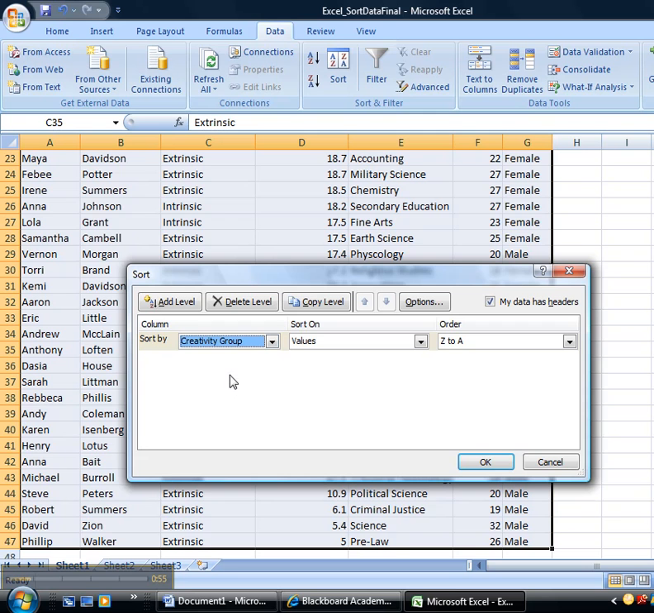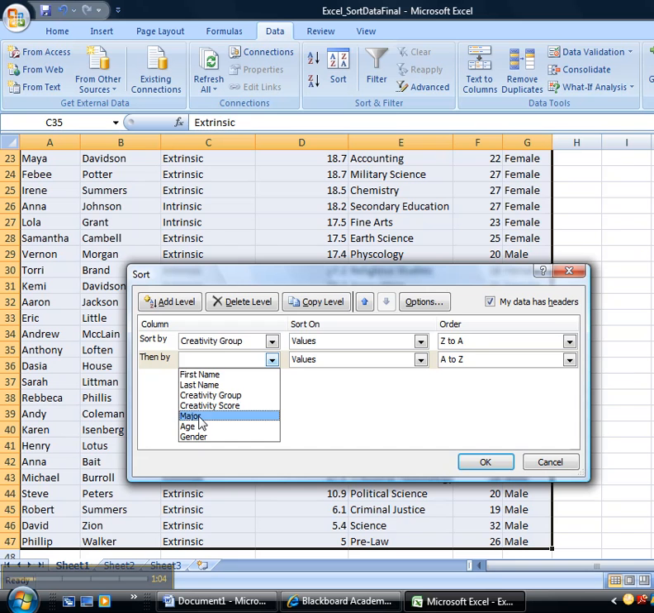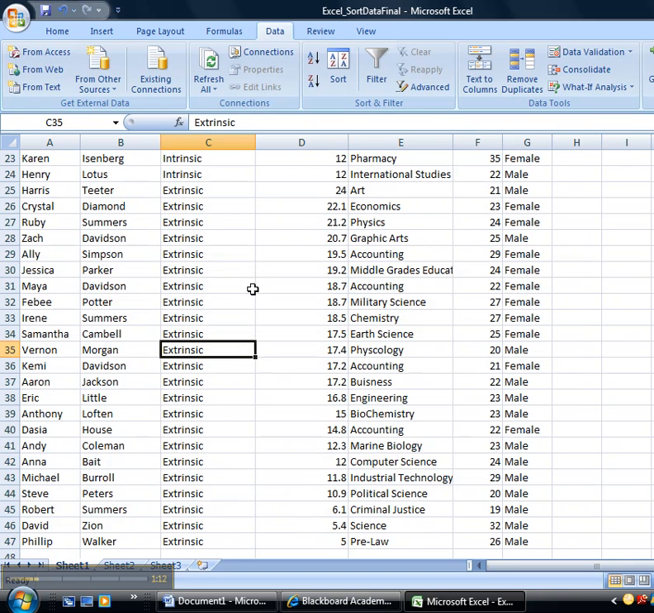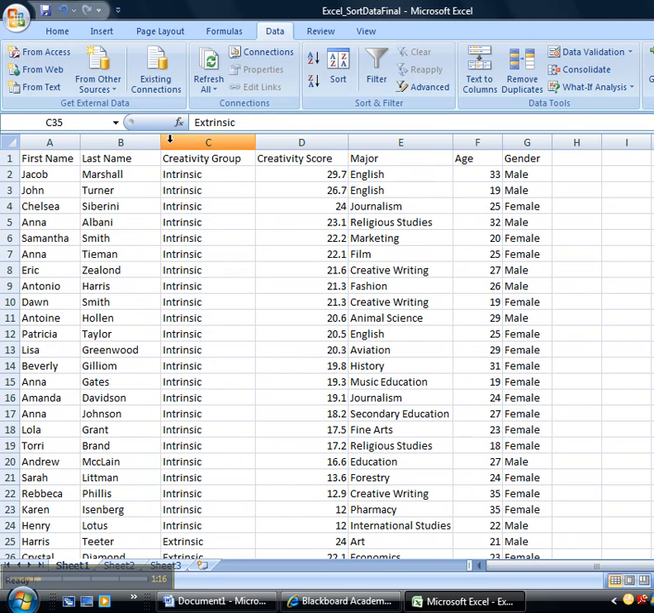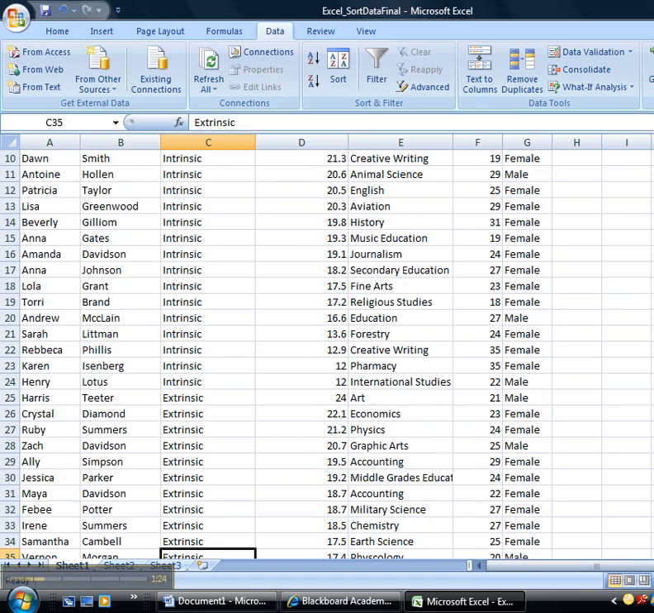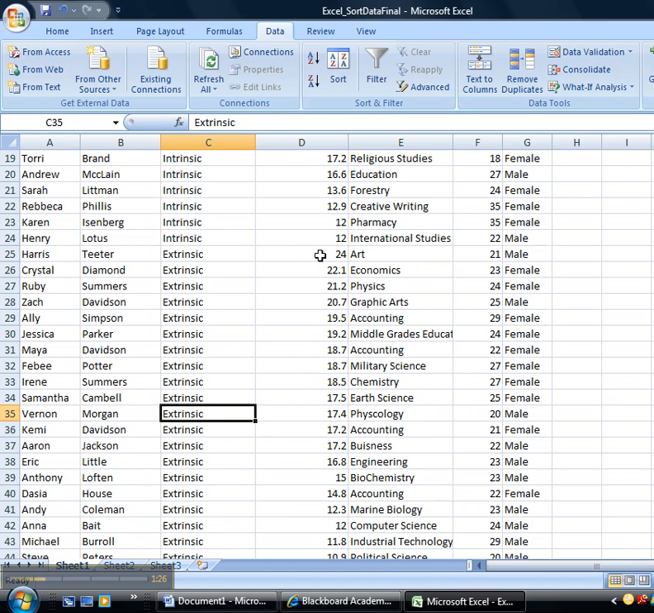Then you see this button that says add level. This adds another level. Now you want to sort then by creativity score. Now this allows me to see who scored the highest out of each group. We can see that Jacob Marshall scored the highest out of the intrinsic group, and Harris Todd scored the highest out of the extrinsic group.